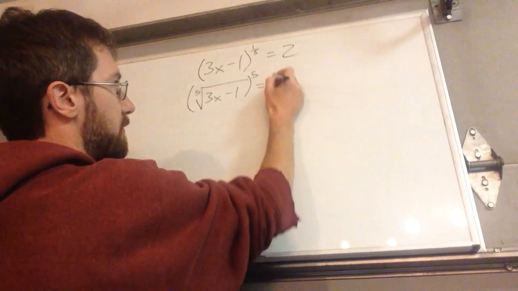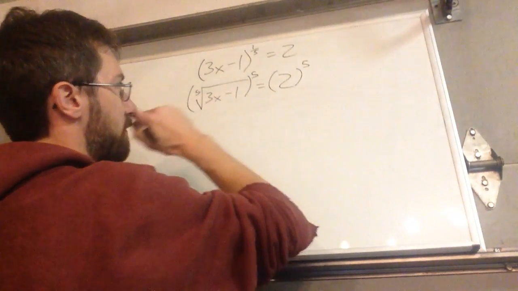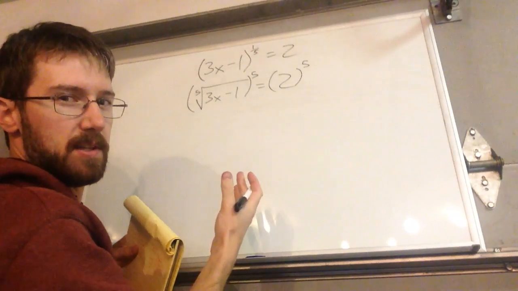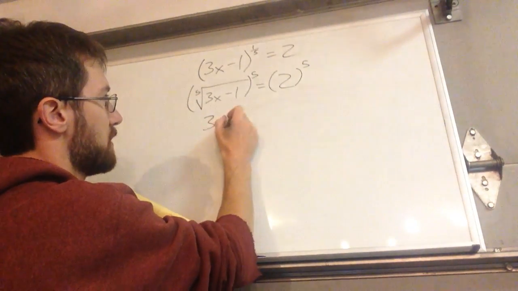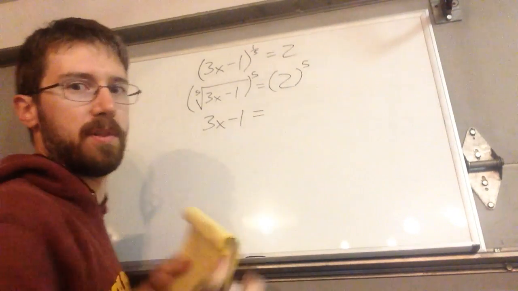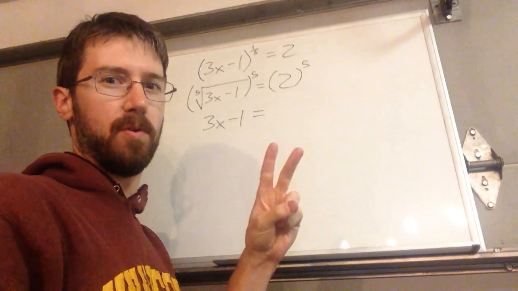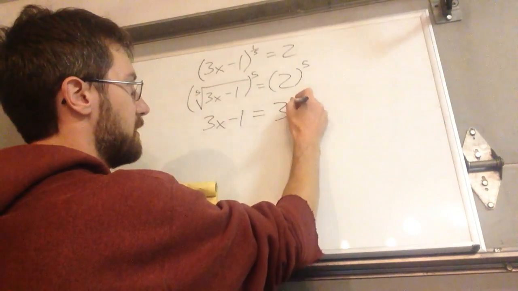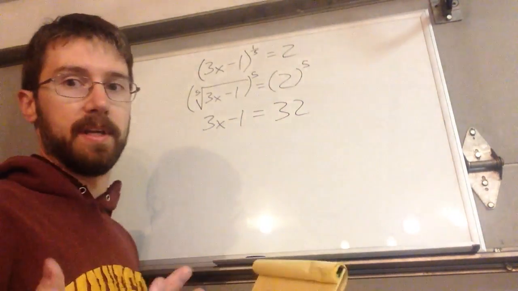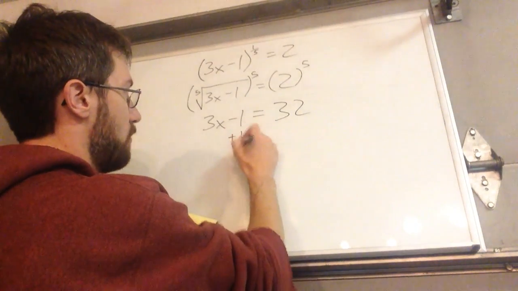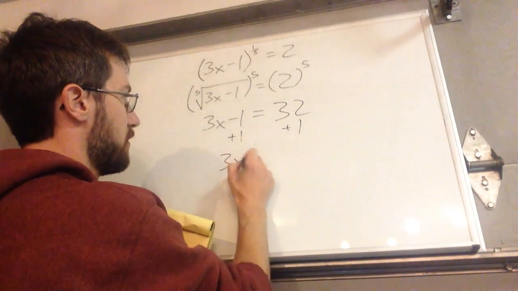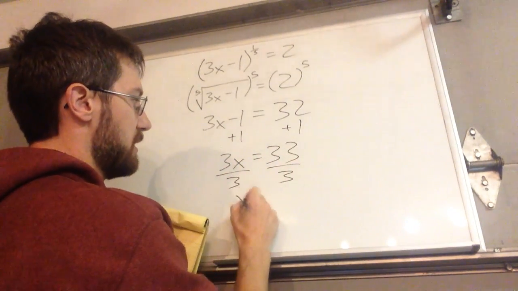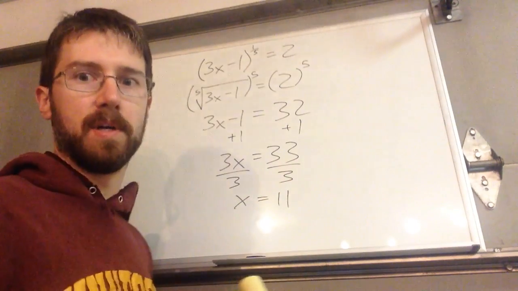So raise this to the 5th, raise 2 to the 5th, and our radical raised to the 5th, it just cancels out the radical, and this becomes 3x minus 1. 2 to the 5th power, 2, 4, 8, 16, 32. Look at that. And then just solving from there. Add 1 to both sides. 3x equals 33. Divide both sides by 3, and x equals 11.